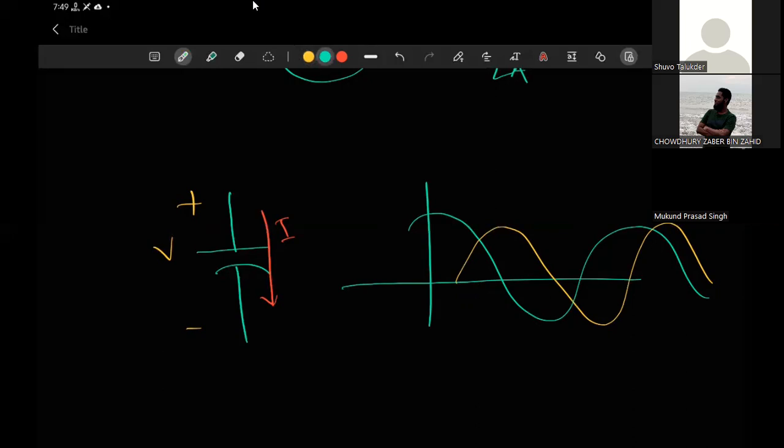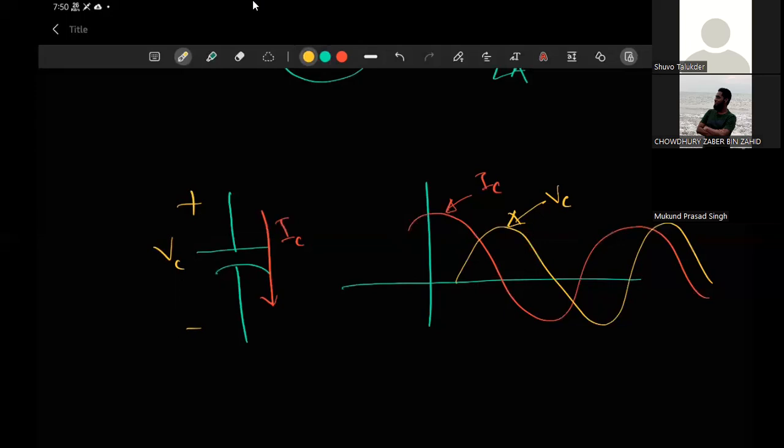So basically this is the graph for the current of the capacitor. And the voltage of the capacitor is also a sine wave. Both of them are sine waves, except that there is a phase shift between them, right?